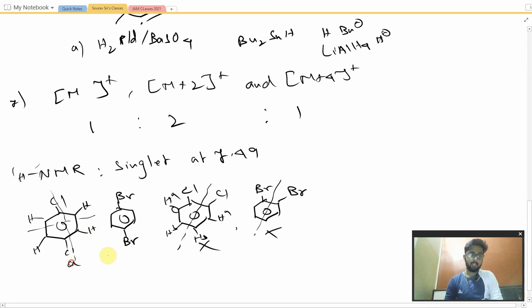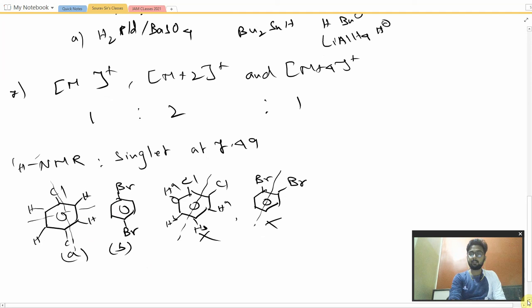So this is option A and this is option B. So the answer would be among option A and option B. C and D are just cancelled out because of the NMR data. Okay. Now let us look at the mass spectrum data.